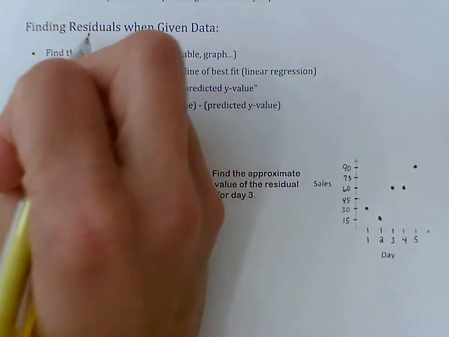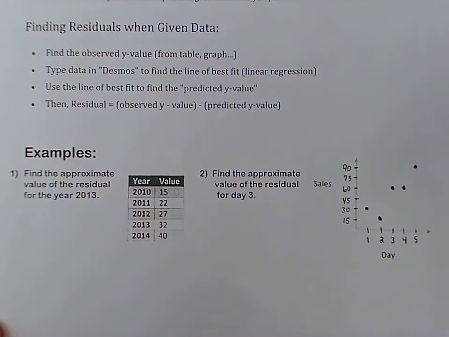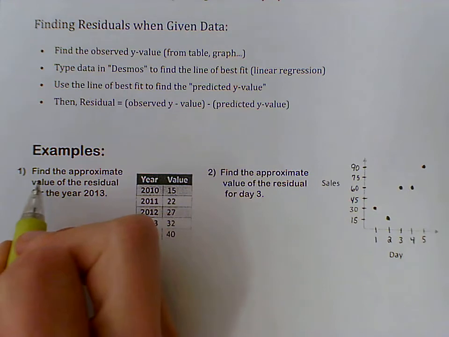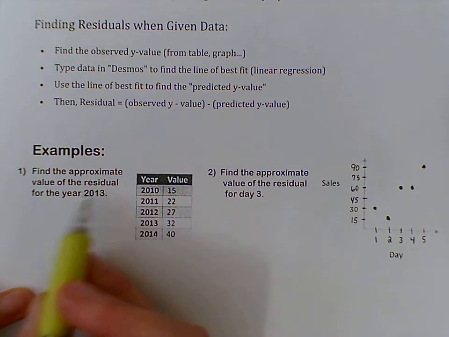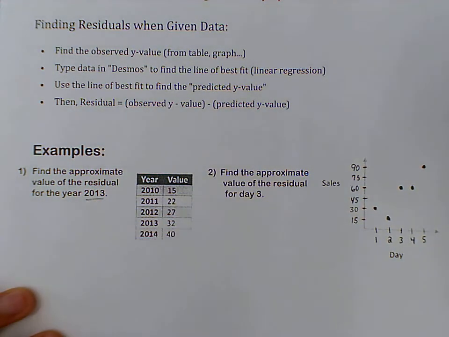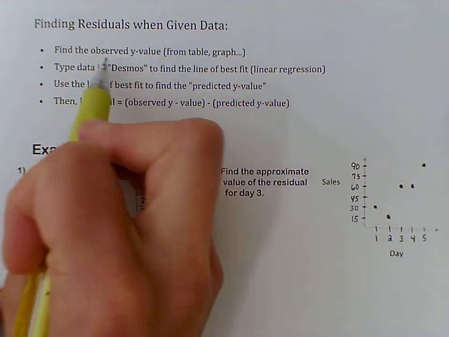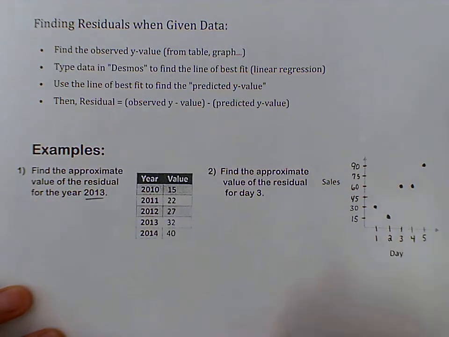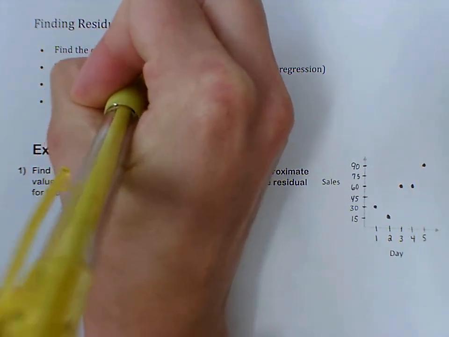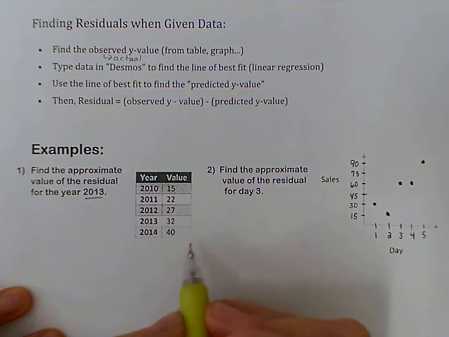So when you have to find residuals from data, the first thing that you want to do is find your observed Y value, what actually happened, okay? So if we were looking at example number 1, it says find the approximate value of the residual for the year 2013. So that means in this problem, you're only concerned with 2013. So the first thing that you're going to do is find out what actually happened that year, okay? So the observed value is the actual value, not what you predicted would happen, but what actually happened. So you're going to look at your data, okay?